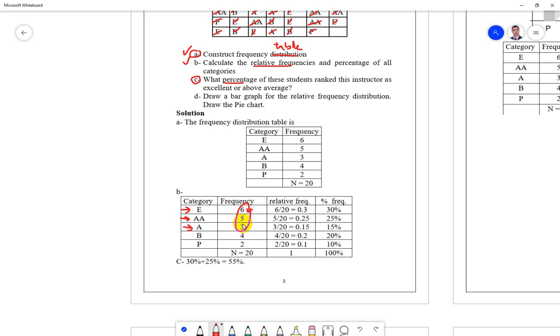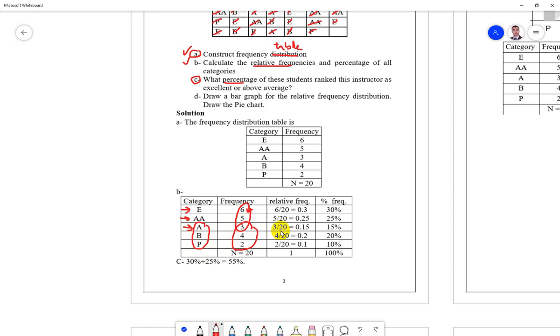At most average means على الأكثر average, يبقى includes these 3 levels A, B and P. يبقى the answer for that equation equal 3 plus 4 plus 2, so that equal 9. Okay, so please you have to be careful.